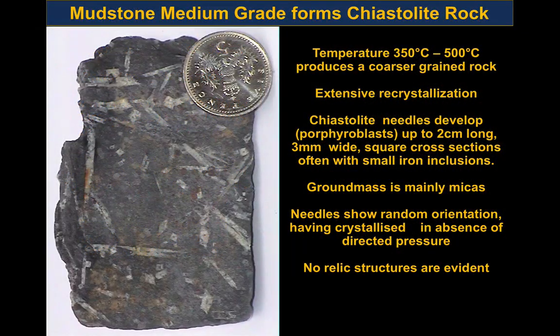Perhaps a more common type of spotted rock we might see is this chiastolite hornfels. This is a baked mudstone where new crystals of a distinctive metamorphic mineral called chiastolite have formed. It's very characteristic stuff, forming needle-shaped crystals with a distinctive square cross-section.